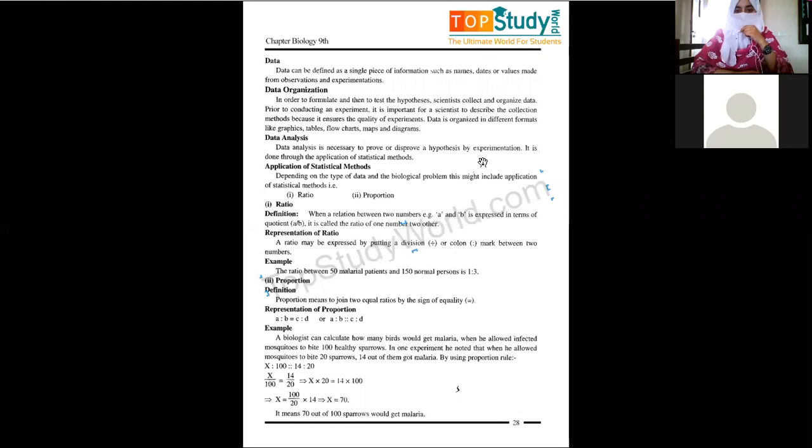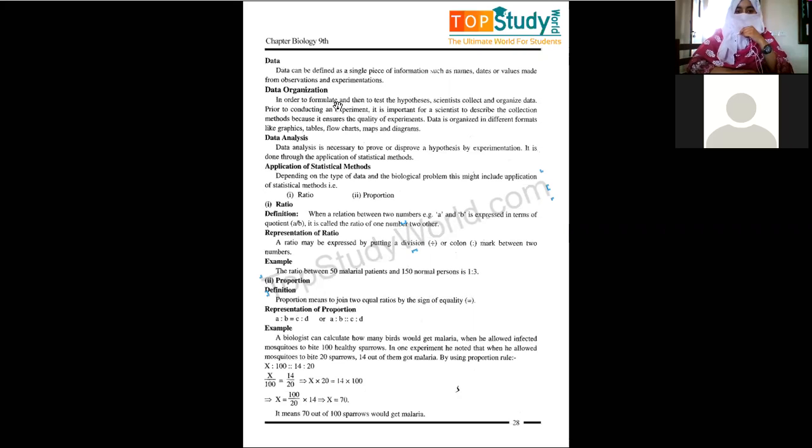So open your books, class, and underline these definitions. Data can be defined as a single piece of information, such as names, dates, and values, made from observation and experiment. Next, we will move towards data organization, in which we will study how we organize the data in the form of charts, maps, and diagrams.